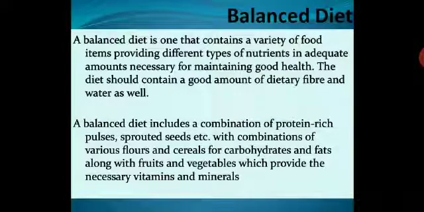A balanced diet includes a combination of protein-rich pulses, sprouted seeds, etc., with various flours and cereals for carbohydrates and fats, along with fruits and vegetables which provide the necessary vitamins and minerals. So this is a balanced diet, and one should always have a balanced diet because we need all types of nutrients in our body for the energy requirement, for our development, for the growth of the body.